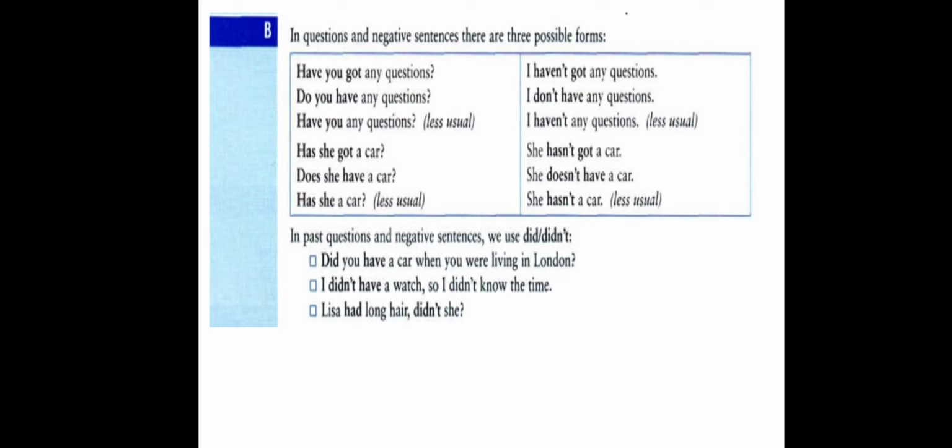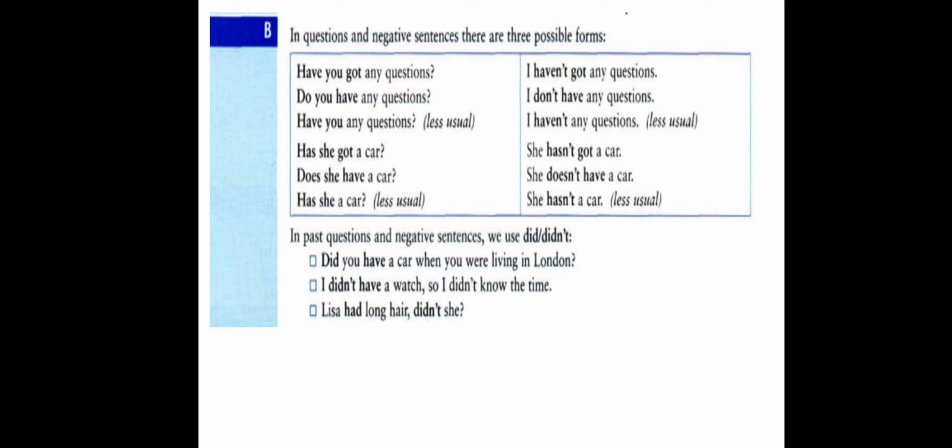On the other hand, when the subject is singular, we use has. Then if we speak about has, it becomes has got. So we say she has got a car, and to make it negative, we add not to has, the auxiliary verb. So it becomes like this: she hasn't got a car.